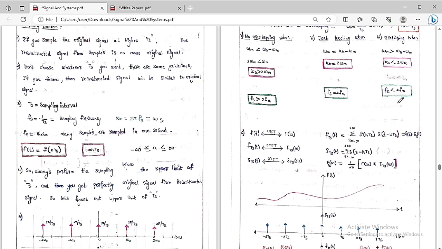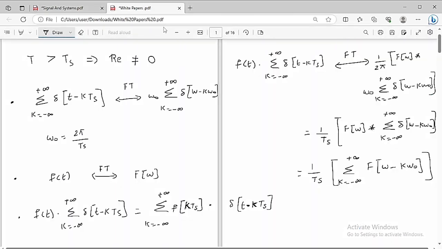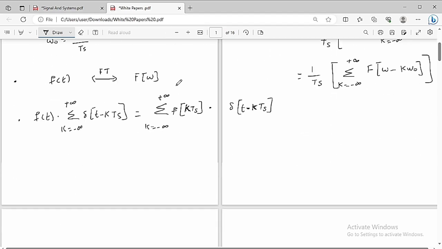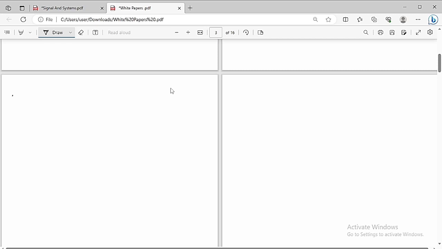Then what is the condition we can say? Finally, whenever the sampling frequency is greater than or equal to 2 times the message signal maximum frequency, there will be no aliasing. So let me write here. Therefore, whenever the sampling frequency is greater than or equal to 2 times the message signal maximum frequency, there will be no aliasing. No aliasing means no overlapping. Then we can get back the original signal from the reconstructed signal.